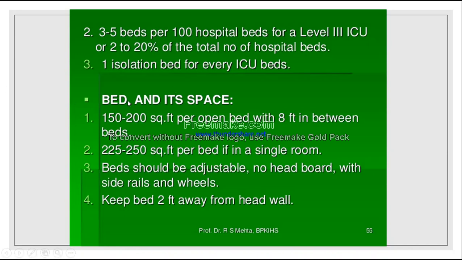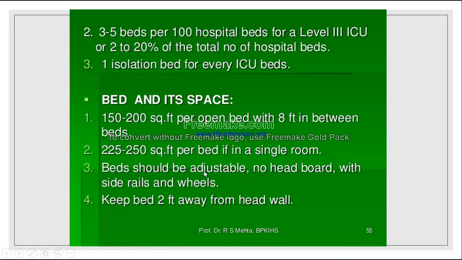Next, the bed and the space. 150 to 200 square feet per open bed with 8 feet in between the beds. So that is the space between the open beds. The space is 150 to 200 square feet with 8 feet in between the two. So between two beds, the space that should be in between them should be 8 feet. 225 to 250 square feet per bed if in a single room.